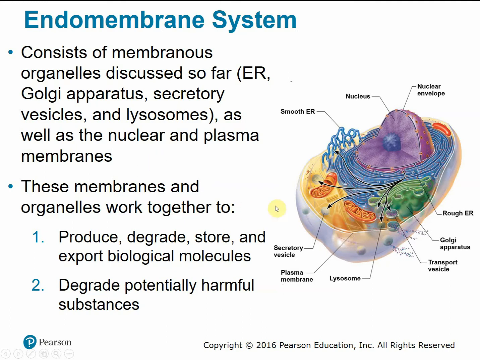So all of these membranes and organelles work together to produce, degrade, store, and export biological molecules, right? Things like enzymes would be produced by the ribosomes, since enzymes are proteins. Any waste products would be broken down by those lysosomes. We can also store nutrients and other things in vesicles within the cell, as well as export those.